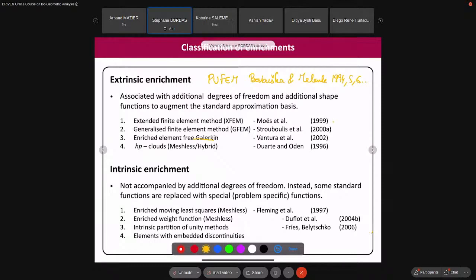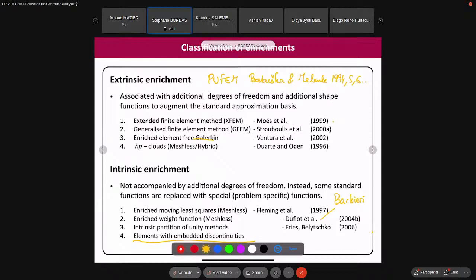And the intrinsic enrichment looks completely different, but I'm not going to talk about it because it's a niche approach and it's not used these days anymore. We did say elements with embedded discontinuities are used, but the other intrinsic approaches, the partition of unity enriched weight functions and enriched moving least squares, are relatively niche methods. If you're interested in enriched weight functions, you can also look at the work of Ettore Barbieri. He's now close to Tokyo, working in a research center there, and he's one of the first who worked on that.